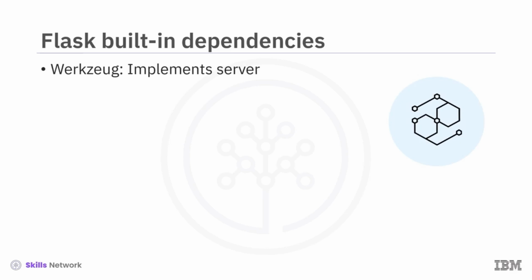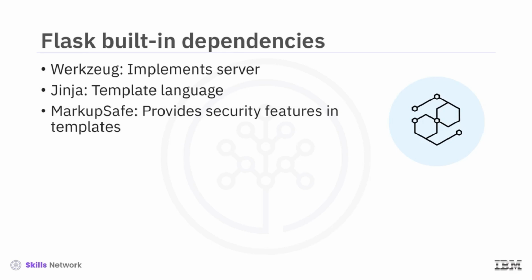Flask comes with some built-in dependencies that enable the various features. Werkzeug implements WSGI, or the Web Server Gateway Interface. This is the standard Python interface between applications and servers. Jinja is a template language that renders the pages in your application. MarkupSafe comes with Jinja. It escapes untrusted input when rendering templates to avoid injection attacks.